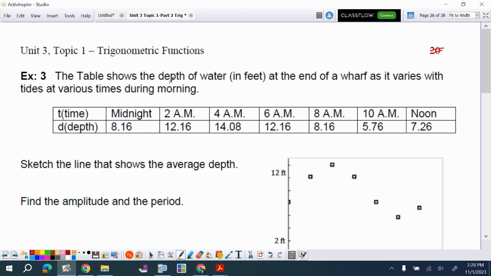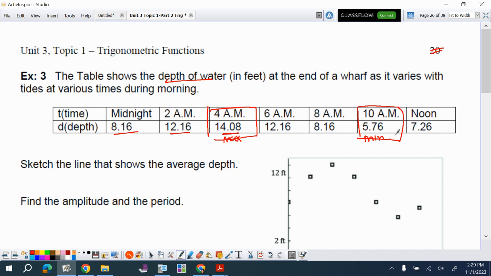Okay, so let's take a look at this table. The table shows the depth of water in feet, and it varies with the tides at the time during the morning. So you are given some random numbers in the table. The assumption is that the tide is continuous, and let's find out which one is the maximum number and which one is the minimum by just screening the y values. So it looks like this is the maximum, 14.08, and this looks like the minimum number, 5.76. So you need only these 2 points.